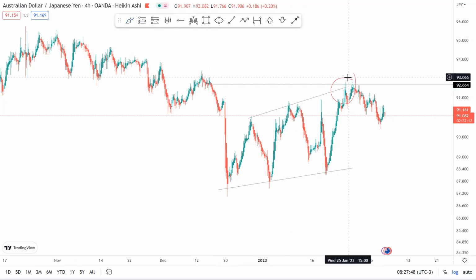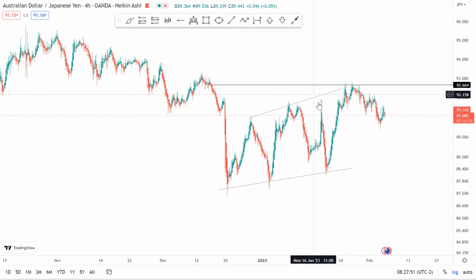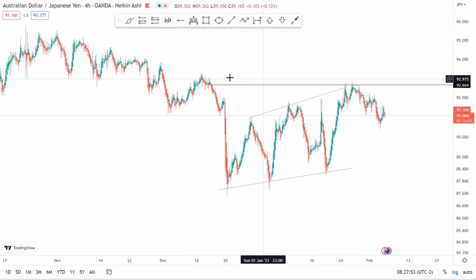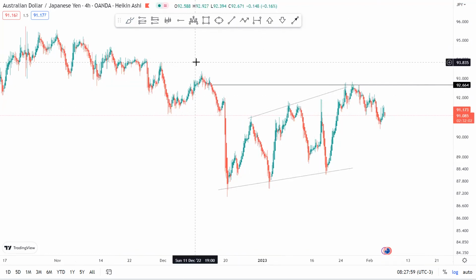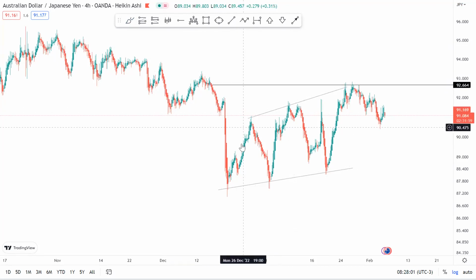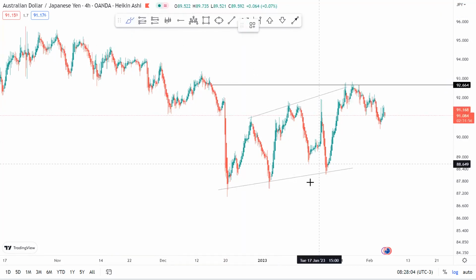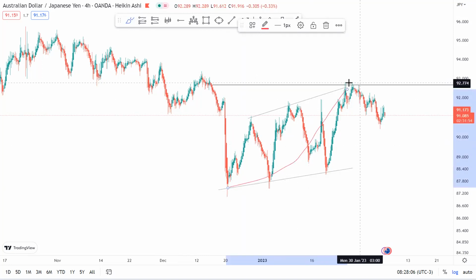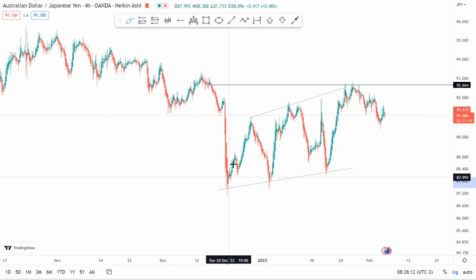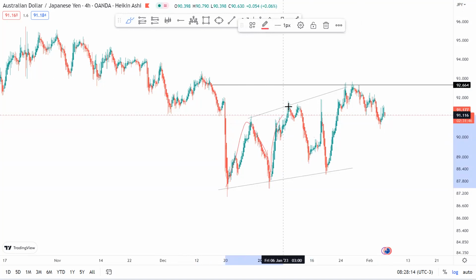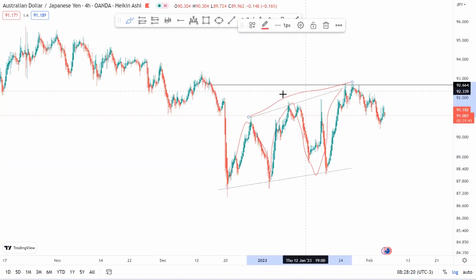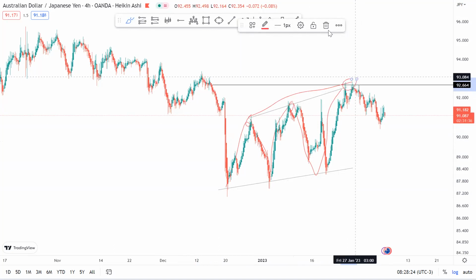So let me just get rid of this. Okay, fine. We have this resistance over here. You can consider it as a double touch or whatever, double top, I mean. So just look how the structure got to the second top, right? Structurally, this has three touches on the resistance, right? It's one, two, three touches.